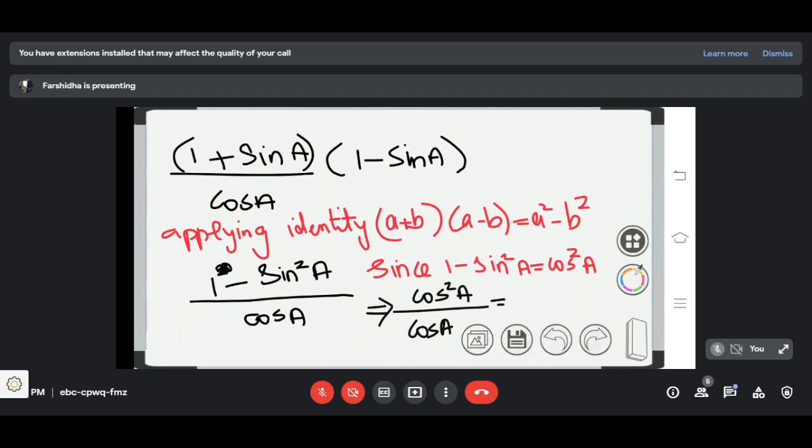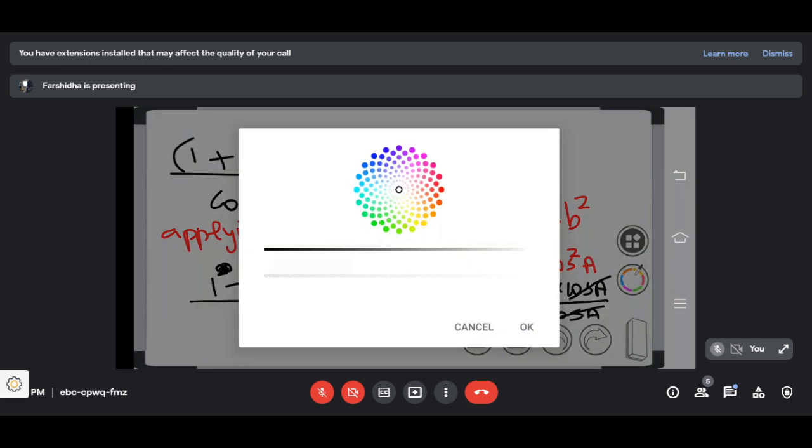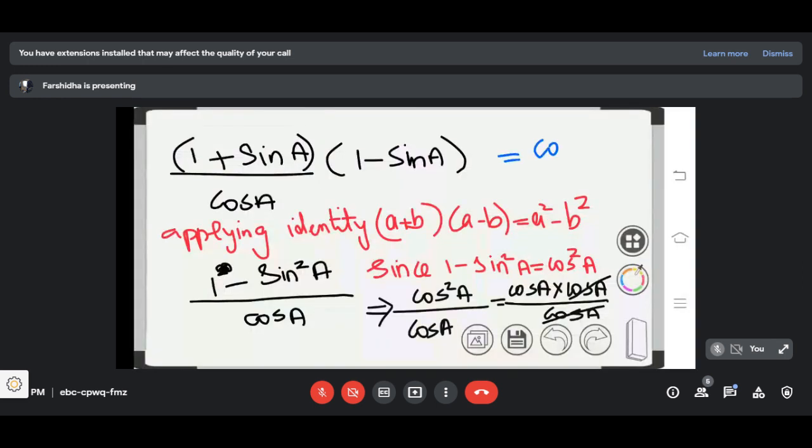Cos square a means what? Cos a into cos a, divided by cos a. So 1 cos a got cancelled. The answer is cos a.